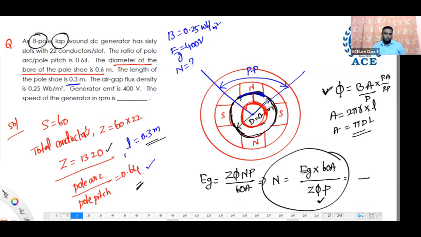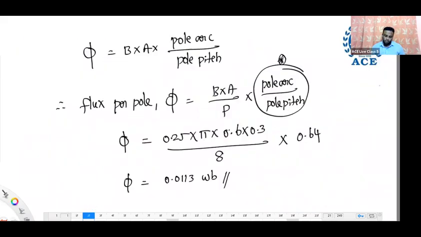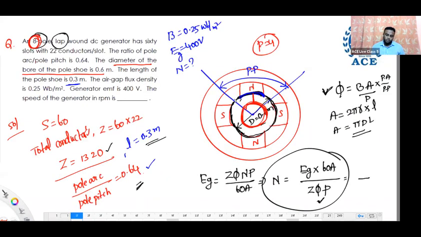Flux per pole means we need to calculate only for one pole. But whatever the formula, if you don't divide by the poles, that will give the flux for all poles. That's why we are dividing by the total poles, so that we get one pole flux. See, in the figure, I took 4 poles just to show what the bore of the pole shoe is. But in the question, how many poles are there? 8. That's why I took 8 here. Clear? Figure and question are different. In the figure I took 4 because 8 poles we cannot draw.